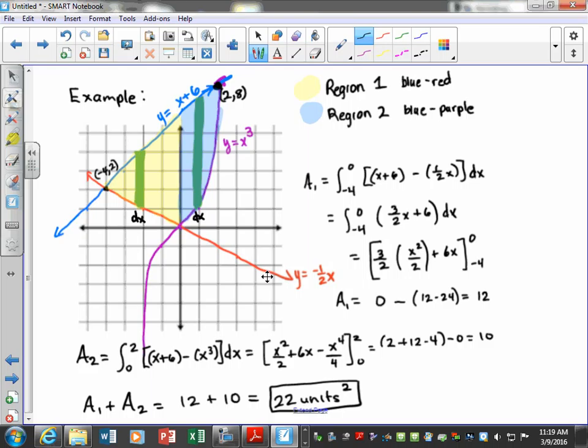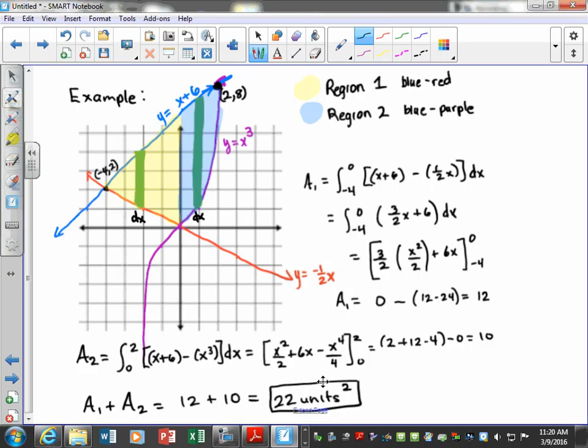Okay, so then we move to the blue region, and I just called this area 2. And so the interval, the limits, lower and upper, are going to be 0 and the x value of 2. We can tell by those points. So that's why we have 0 and 2. Upper limit is the blue. Lower limit is the purple. So I want to do blue, x plus 6, minus the purple, which is x cubed, dx. We're ready to evaluate now.